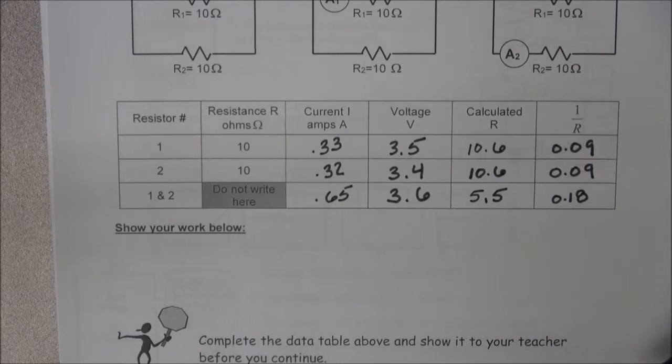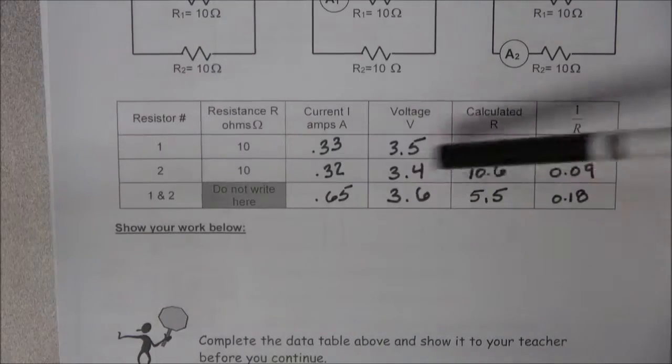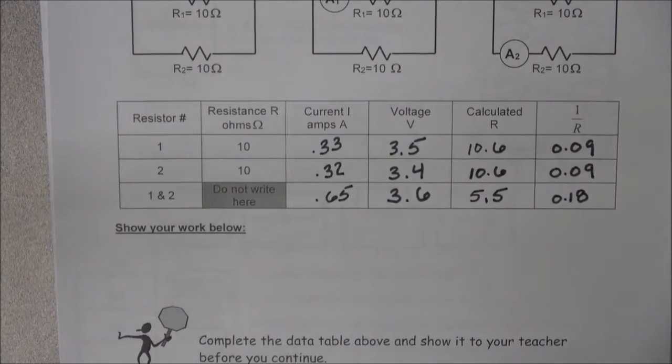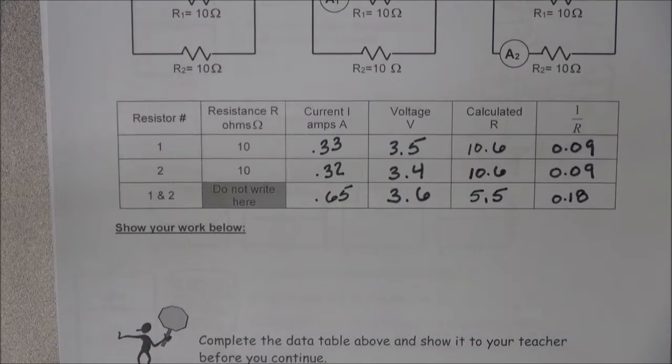So if we look at our calculated resistances, we calculated resistance by dividing voltage by current, and I come up close to 10 and close to 10 for the other one. But the overall resistance is kind of strange. If we look at that, that's 5.5. So the resistance actually decreased. When we look at a series circuit, we add resistors and the resistance increases. So why did our resistance decrease?